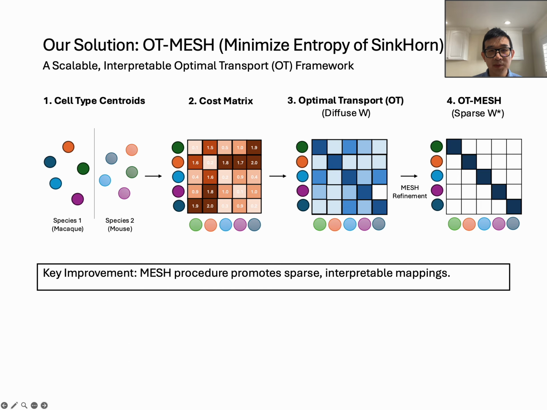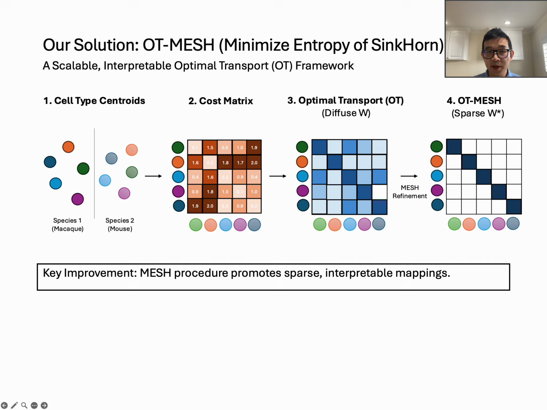Our solution is OT-Mesh, a scalable and interpretable optimal transport framework. Here is how it works. We start by representing each cell type by its average gene expression, or centroid. Next, we build a cost matrix measuring the dissimilarity between every pair of cell types. Then we apply an efficient optimal transport algorithm called Sinkhorn. This initially produces a diffuse or blurry mapping that is hard to interpret.